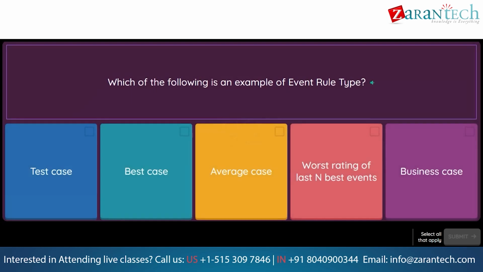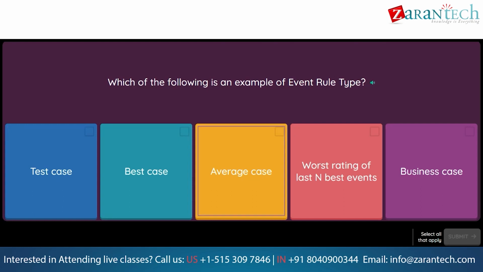Question: which of the following is an example of event rule type? Option 1: test case. Option 2: best case. Option 3: average case. Option 4: worst rating of last and best events. Option 5: business case.